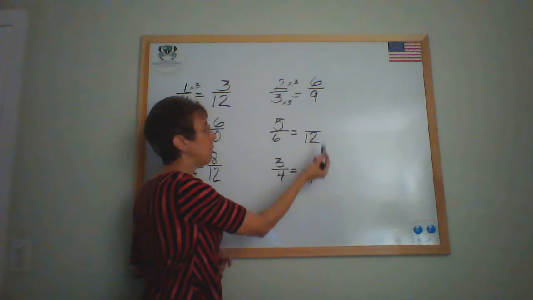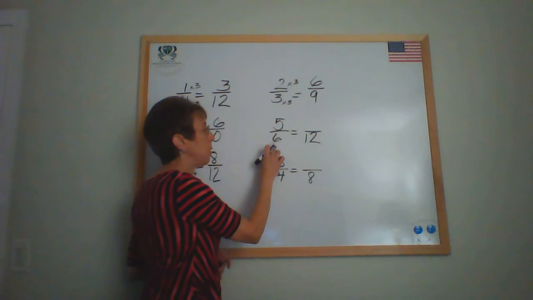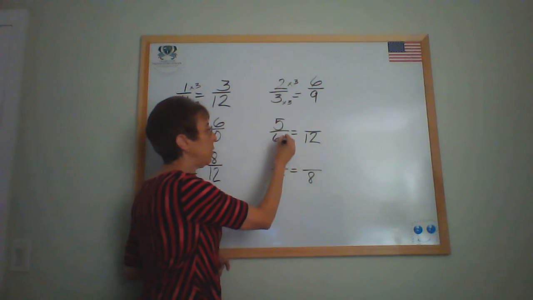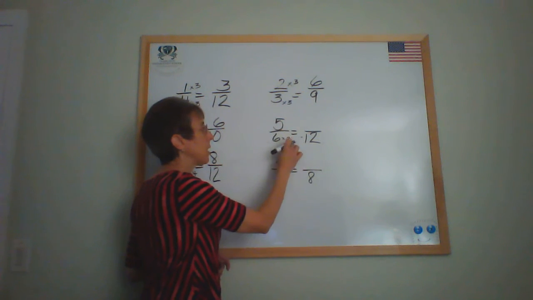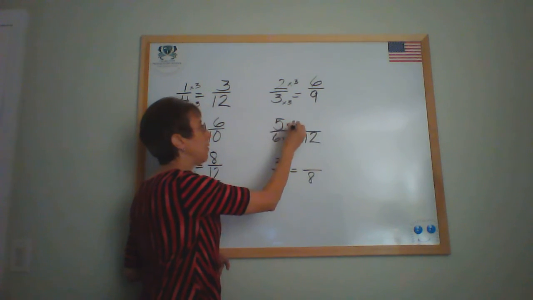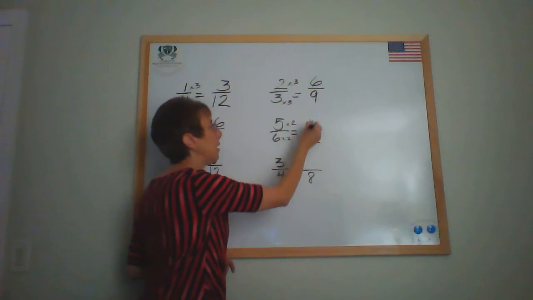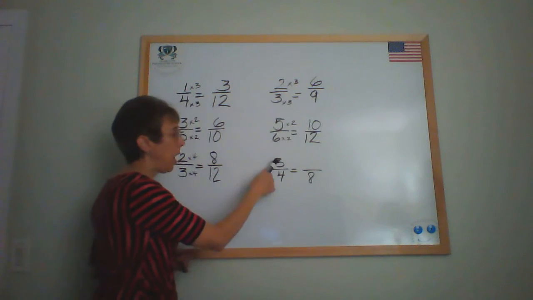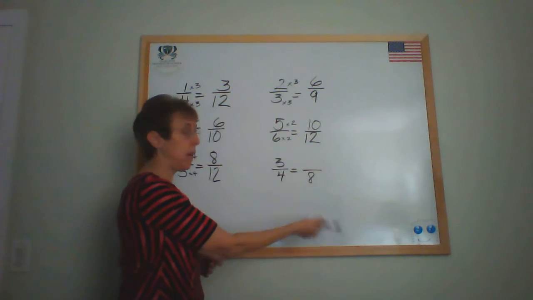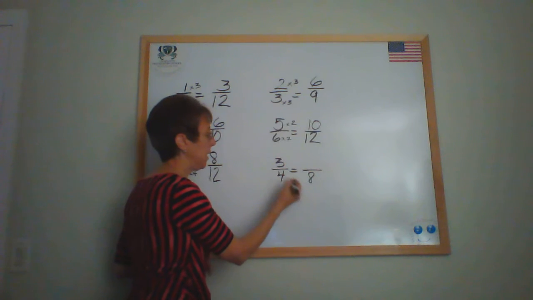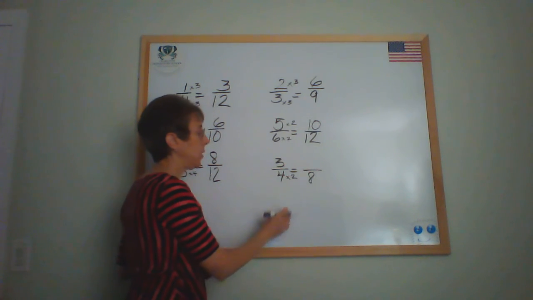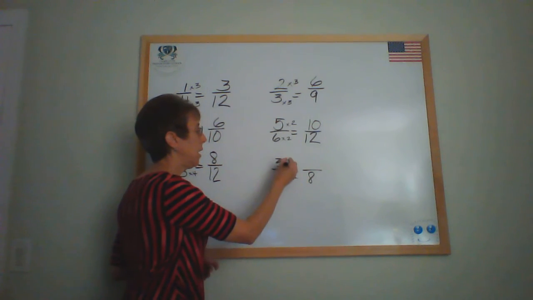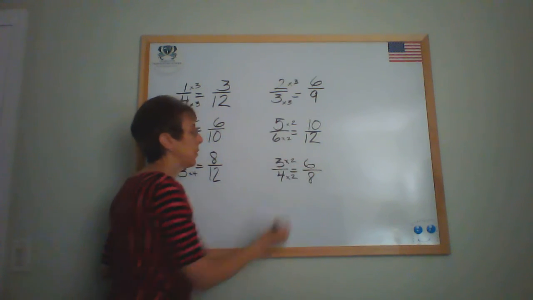5/6 is equal to how many 12ths? What do you multiply 6 by to get 12? You multiply by 2. 6 times 2 equals 12. Therefore 5 times 2 equals 10. And 3/4 is equal to how many eighths? What did you multiply the 4 by to get 8? You multiplied by 2. 4 times 2 equals 8. 3 times 2 equals 6.